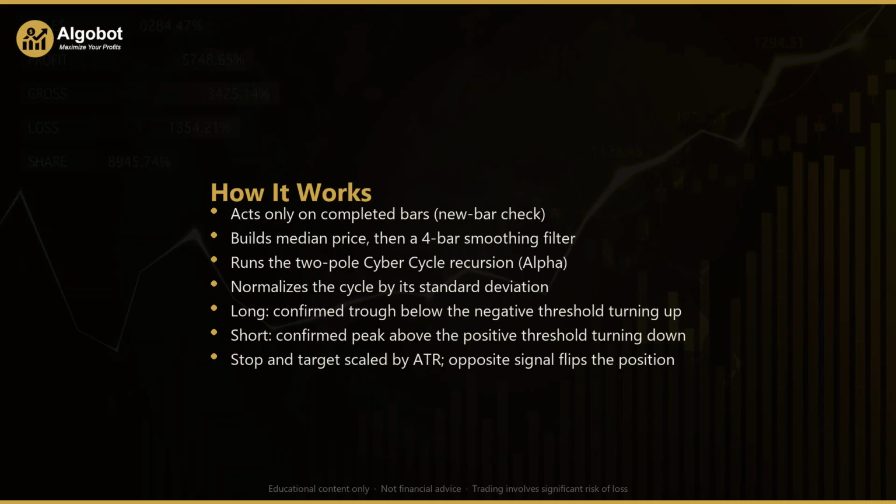Risk management is volatility-based. The EA calculates average true range by hand over the ATR period. The stop loss is placed at the ATR stop multiple times that range, defaulting to 2, and the take profit at the ATR target multiple, defaulting to 3. That gives a reward-to-risk shape of 3 to 2. Finally, if an opposite signal appears, the EA closes the existing position and flips to the other side.